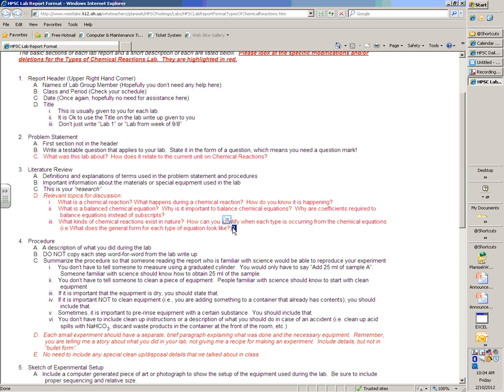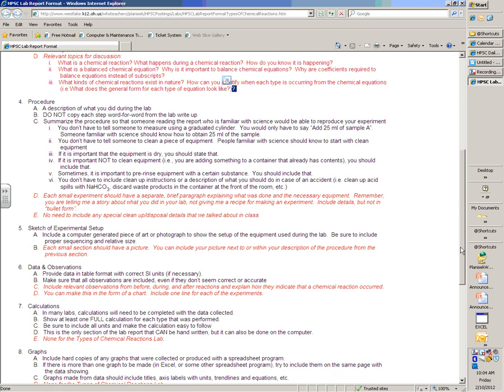Now, the next part of your lab report is the procedure section. For the procedure section, it says each small experiment should have a separate paragraph explaining what was done. So in this section, you can have four small paragraphs. We did two synthesis reactions, but the procedure was basically the same for both of them, right? The magnesium and the copper, you basically did the same thing. But for this section, you can make them four small paragraphs relating to each of the four different experiments that we did.